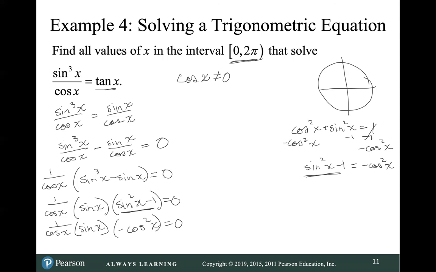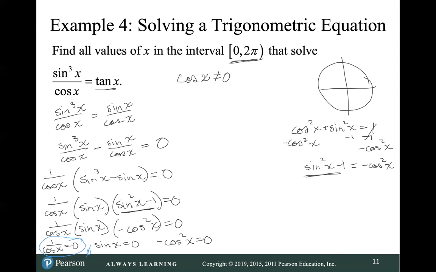Using the zero product property, 1 divided by cosine of x equals 0. Sine of x equals 0. Negative cosine squared x equals 0. Let's start with 1 divided by cosine of x equals 0. When can a fraction equal 0? Only when the numerator is 0. So this is going to give us no solutions.